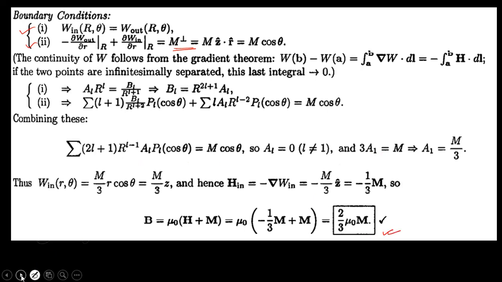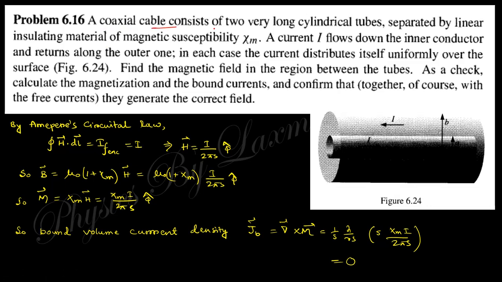Next one. The coaxial cable consists of two very long cylinders separated by a linear insulating material of magnetic susceptibility chi m. There are two cylinders, and there is a magnetic material within the two cylinders. This is one cylinder, and this is another cylinder. A current I flows down the inner conductor and returns along the outer one. In each case the current distributes itself uniformly over the surface. Find the magnetic field in the region between the tubes. As a check, calculate the magnetization and bound current. We need to find the magnetization, the bound current, and confirm the field.